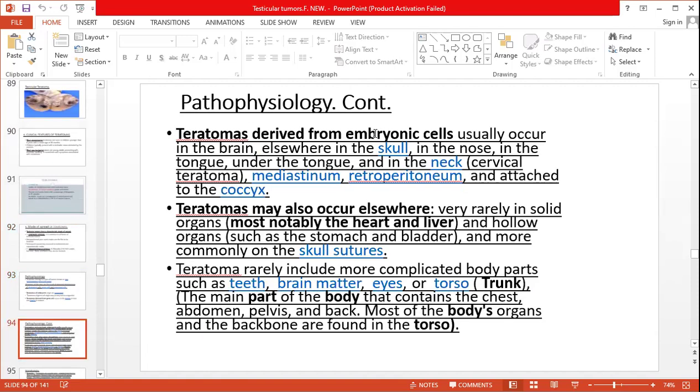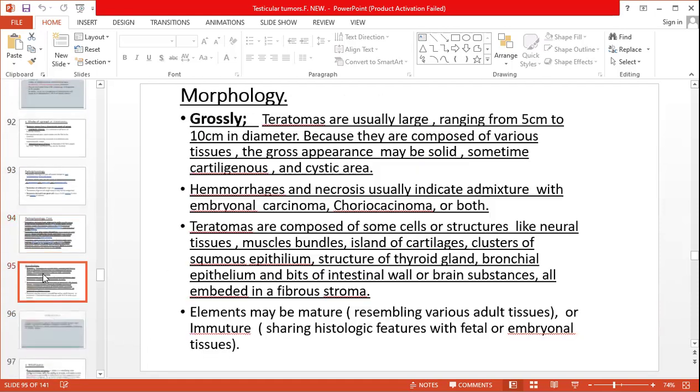These teratomas derive from embryonic cells and usually occur in the brain, elsewhere in the skull, the nose, the tongue, under the tongue, and in the neck, as cervical teratoma, mediastinum, retroperitoneum, and attached to the coccyx regions. Grossly, they are usually large, ranging from 5 centimeters to 10 centimeters in diameter. Because they are composed of various tissues, gross appearance may be solid, sometimes cartilaginous and cystic areas. Hemorrhages and necrosis usually indicate a mixture with the embryonal carcinoma and choriocarcinoma or both.